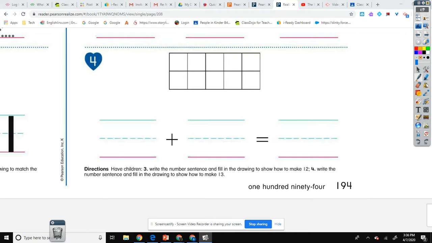Number 4, write the number sentence and fill in the drawing to show how to make 13. So since they are asking you to make 13, you have to do 13. Since we're still working with a number sentence with a 10 frame, you have 10 over here. Now, you finish the rest. Do the drawings with the 10 frame plus how many ones outside the 10 frame to make 13. And then after that, you fill in 10 plus what? Right? The numeral.